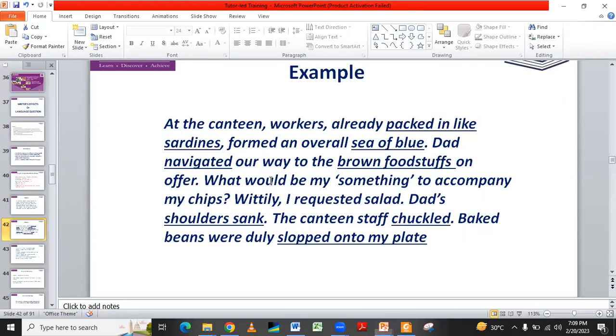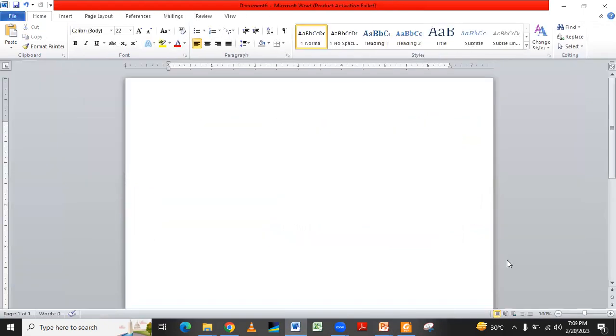So the first thing you picked was packed in like sardines. So you do this, colon, then you state what it means. Now, when you say people are packed in like sardines, what does it mean? Dictionary meaning. They're clustered together. Good, clustered. Now, please do not give only one example. Clustered, crammed. Clustered together, right? This is dictionary definition.